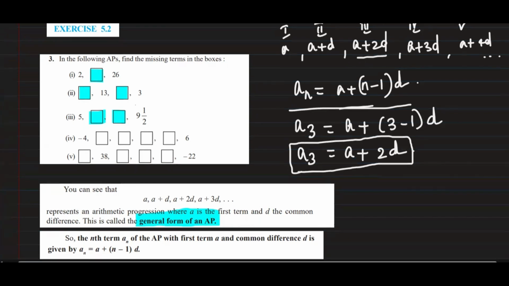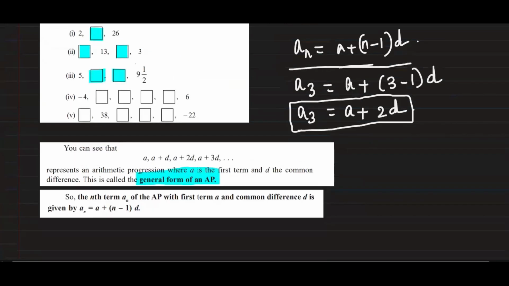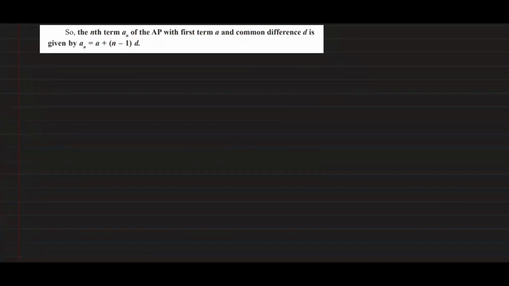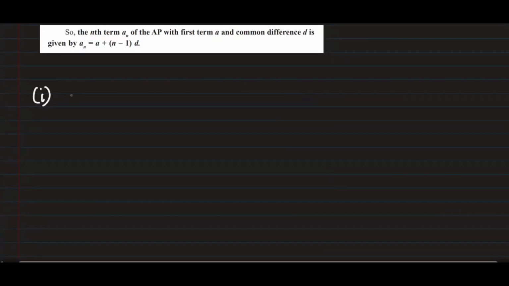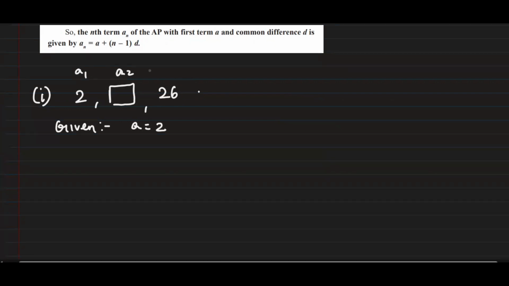Okay, first question. Question number 1 is, the series is 2, then the second term is missing, then 26. So the first term is 2, the second term is missing here, and the third term is 26. Now let's first write what is given in the question. Given A is equal to 2 and A3. Let's say this is A1, A2, A3. A2 we'll have to find, and A3 is given as 26.